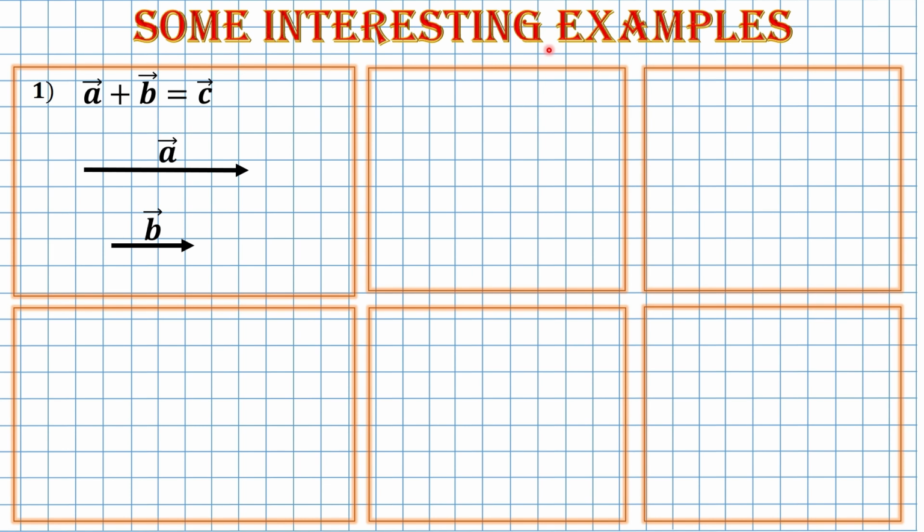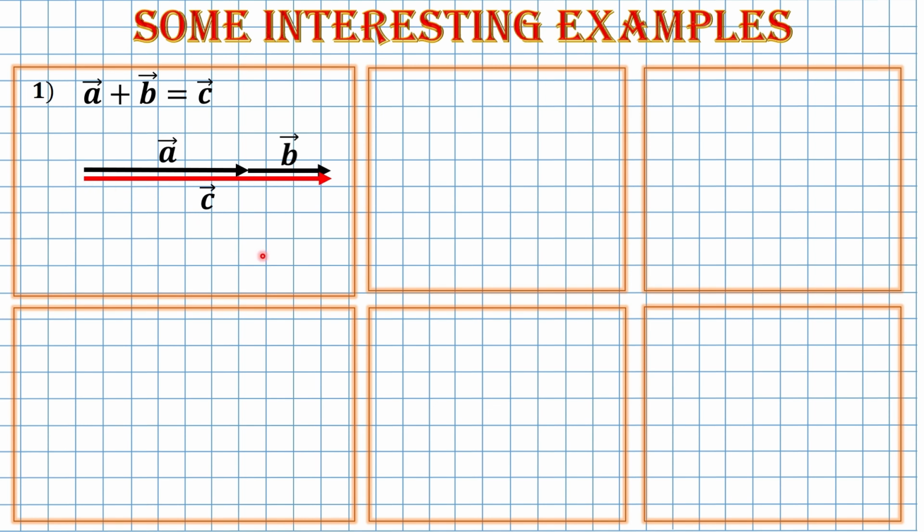Now let me show you some interesting examples. For example, we have vector A and vector B, and we want to find A vector plus B vector. So as you remember, all we need to do is to connect the ending point of one vector to the beginning point of another vector. And after that, we need to connect the beginning of our journey to the end of our journey. So the resulting vector C will be like this.